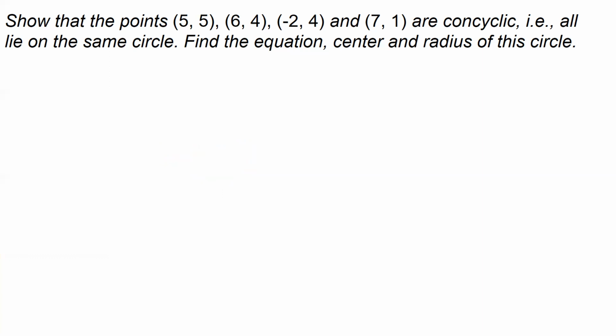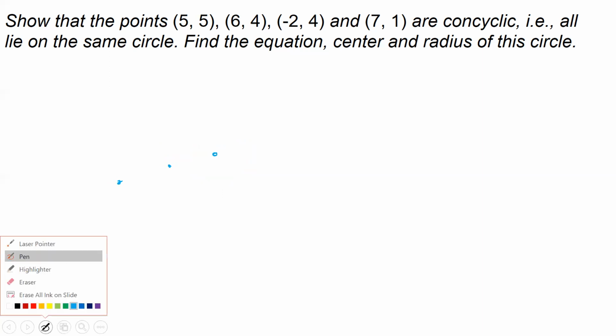So the circle will pass through all those 3 points. So any 3 points are always concyclic. You can always make a circle using these 3 points, except for the case where all of the points lie on the same straight line. So if I give you 3 points like that, you can never make a circle out of it.